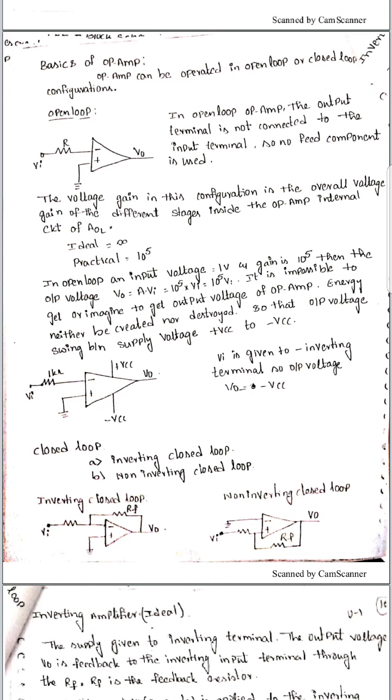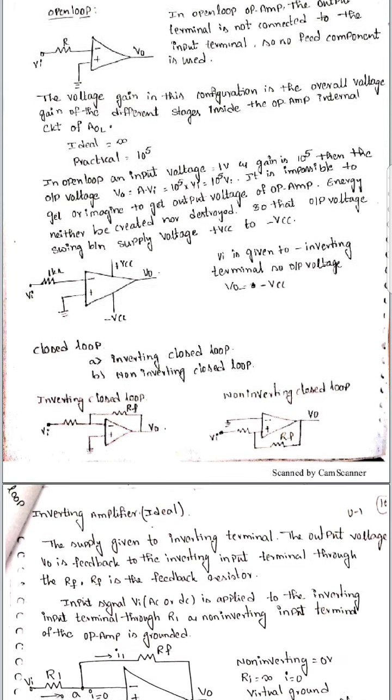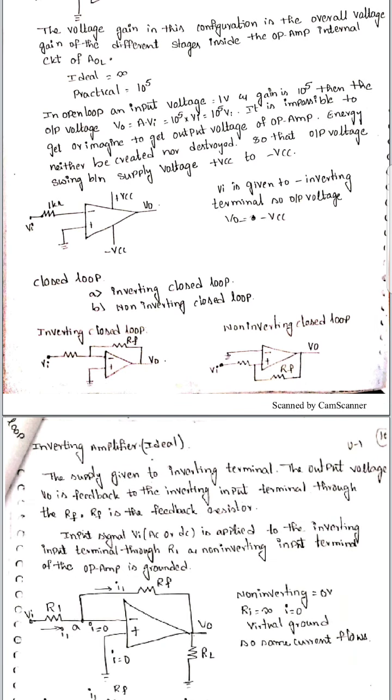In that, ideal is equal to infinity, practical is equal to 10 to the power of 5. In open loop, if the input voltage is equal to 1 volt and gain is 10 to the power of 5, then the output voltage V0 is equal to A into Va, that is equal to 10 to the power of 5 into Va, that is equal to 10 to the power of 5 Vi.